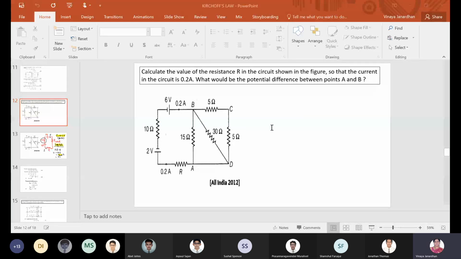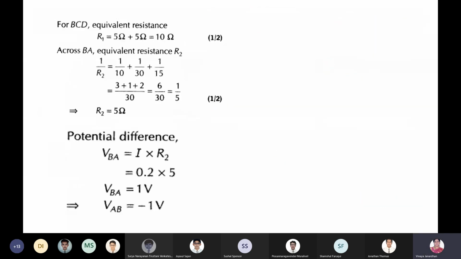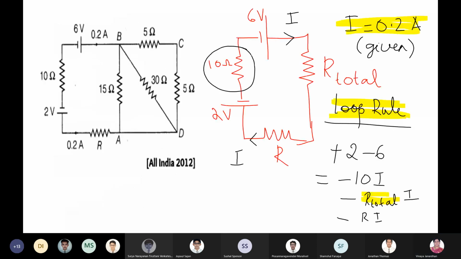What is the value of, it's 88, right? Ma'am, can you show the next slide? One second. Calculate the value of the resistance. The total resistance was 5 ohms. Right? Now calculate this value. What is the value of R?